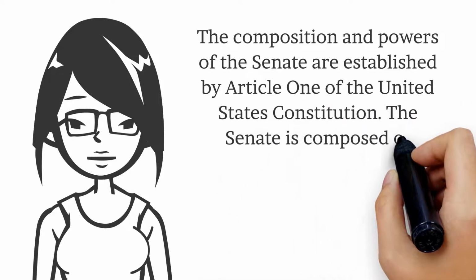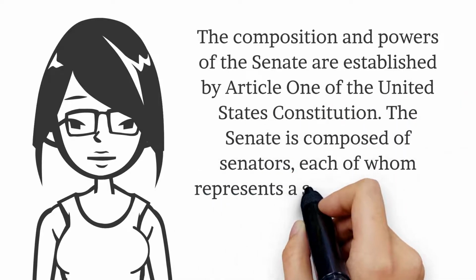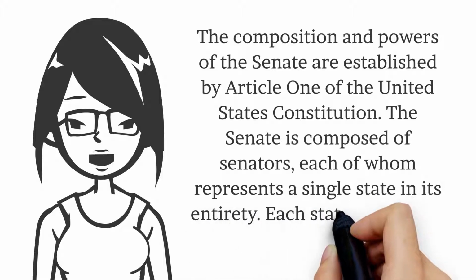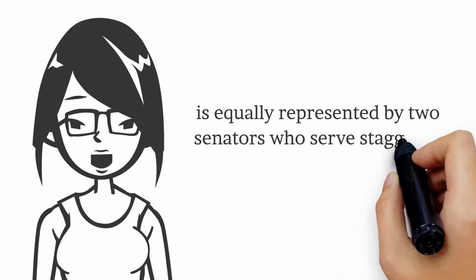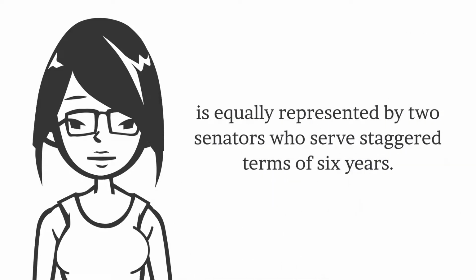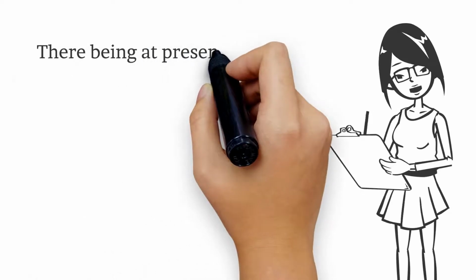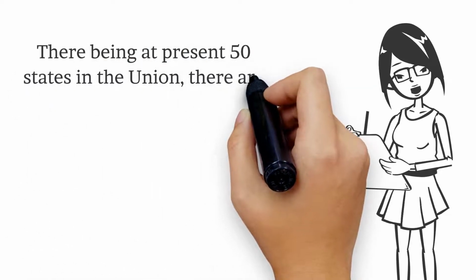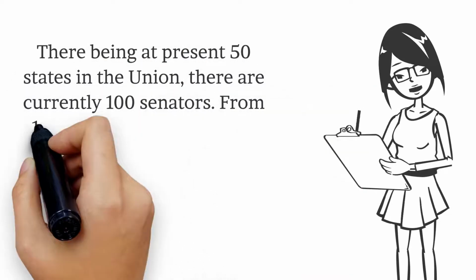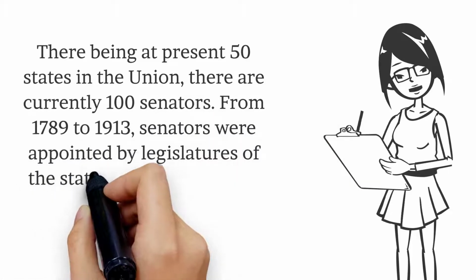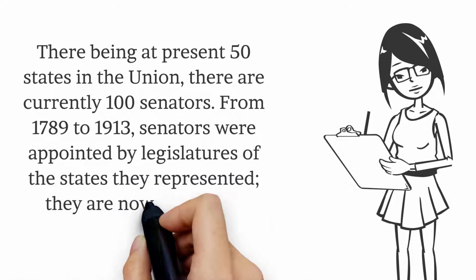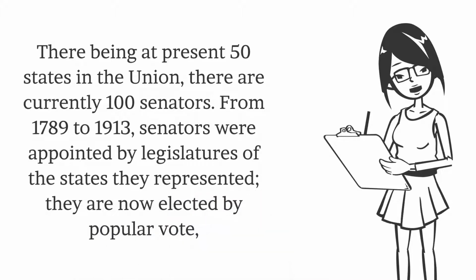The Senate is composed of senators, each of whom represents a single state in its entirety. Each state, regardless of its population size, is equally represented by 2 senators who serve staggered terms of 6 years. There being at present 50 states in the Union, there are currently 100 senators. From 1789 to 1913, senators were appointed by legislatures of the states they represented. They are now elected by popular vote.